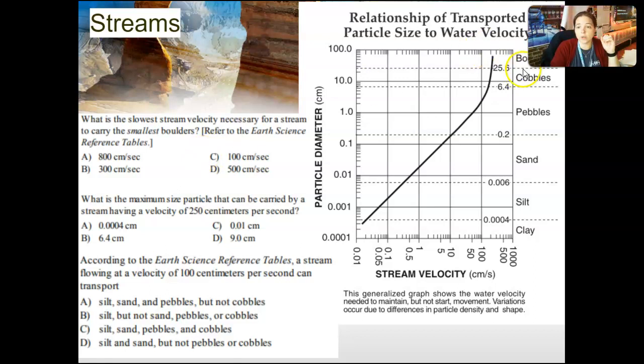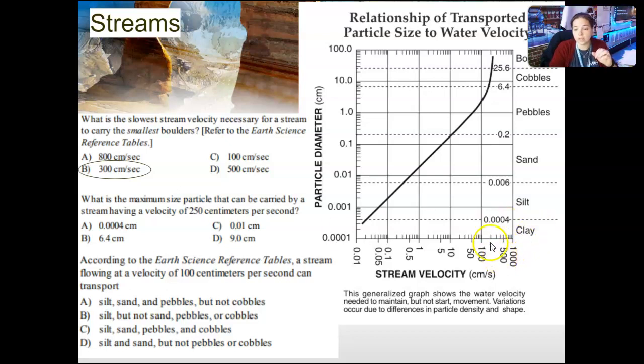So boulders are right here. And that line is what you're going to look for, the dark line. It should be boulders all the way up here. So it would roughly be, if I pull it down, more than 100, less than 500. So it can't be this one, can't be this one, can't be this one. Hey, it's 300.